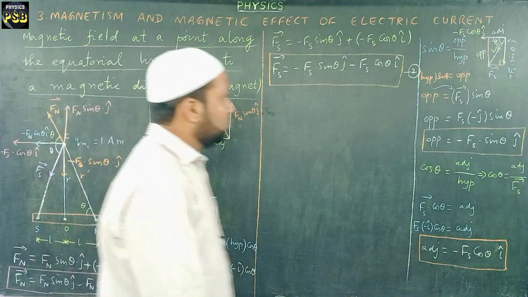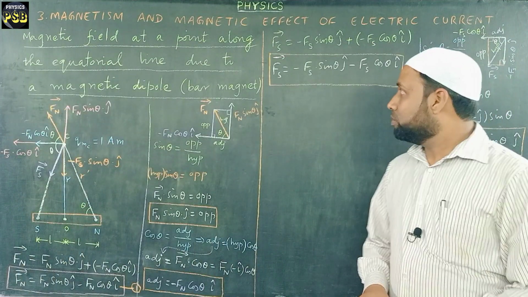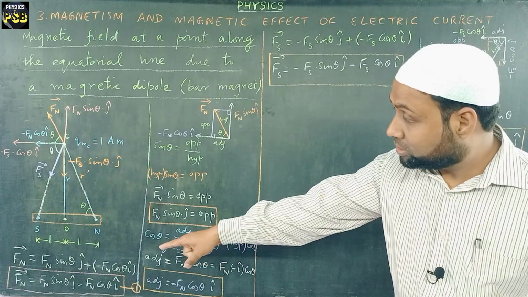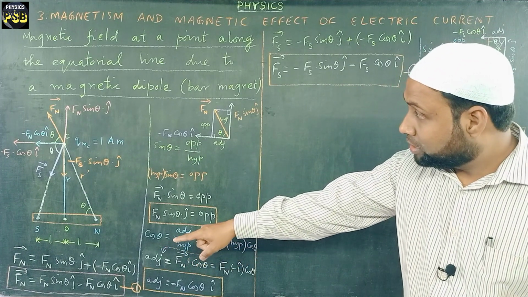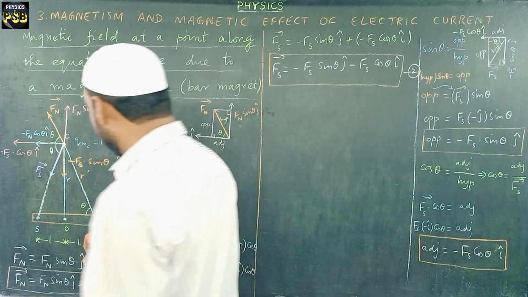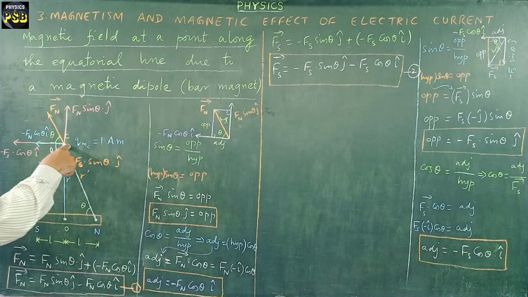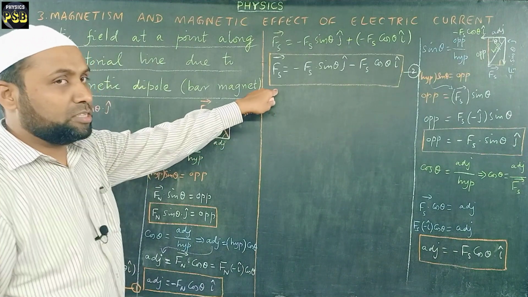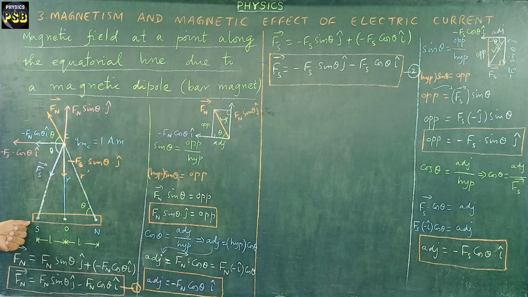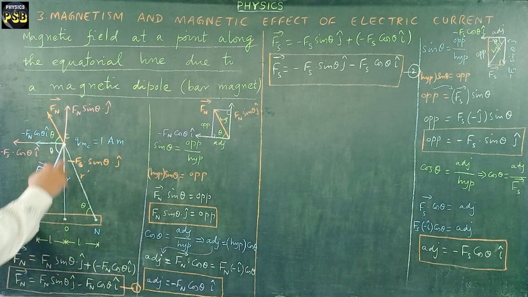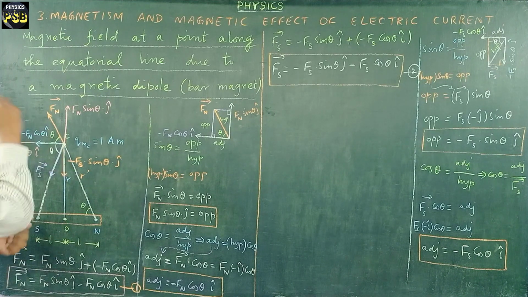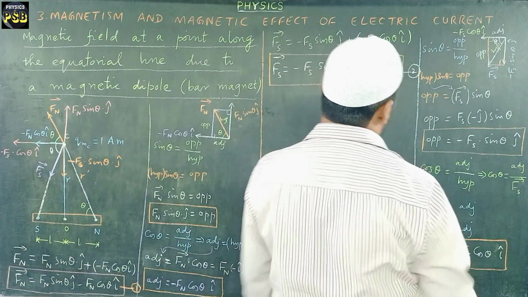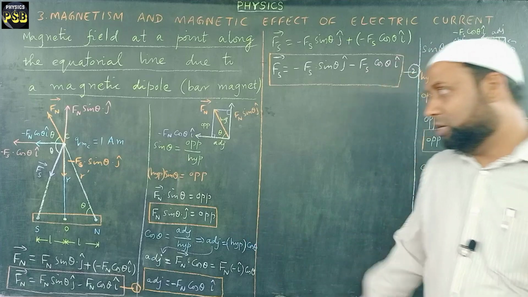Clear? So we have got two equations now. One represents the force acting between the north pole and the north pole present at point C, and the other represents the force acting between the south pole of the magnet and the north pole placed at point C. Clear? This is a repulsive force and this one is an attractive force, as I have told you earlier.